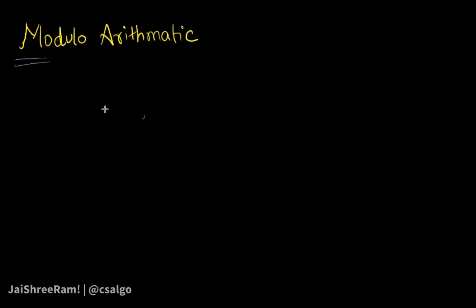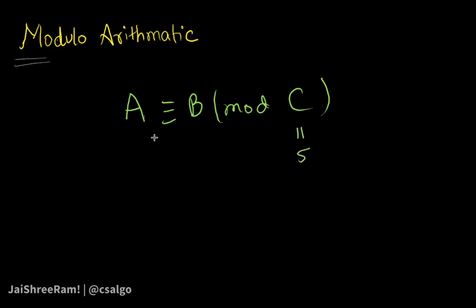In modular arithmetic, there is a notation that you need to understand first. That is, A is congruent to B mod C. Now, what is this notation that we have? We would be understanding this using a diagram. Let's say you have C equal to 5, A equal to 7, B equal to 2. So you have this expression that is 7 is congruent to 2 mod 5. What is this actually saying?